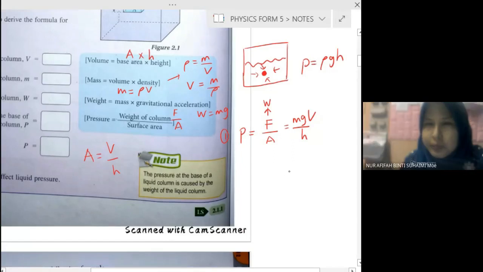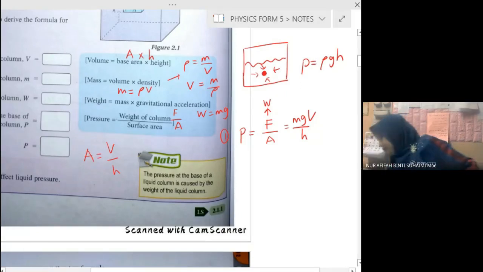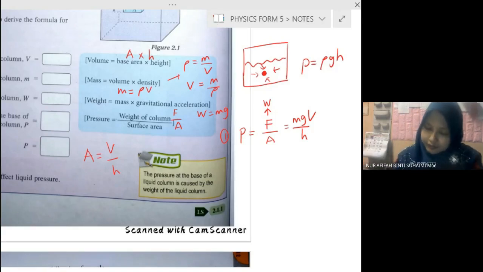Macam pelik je ni. Sekejap. Line you all ni clear ke tak ni?